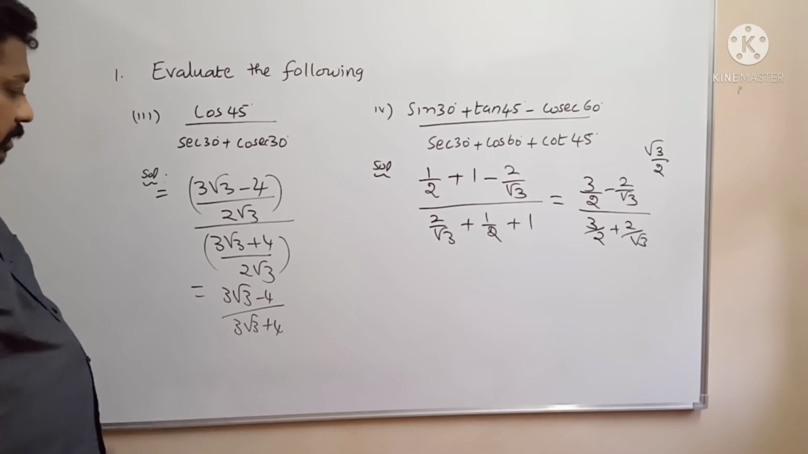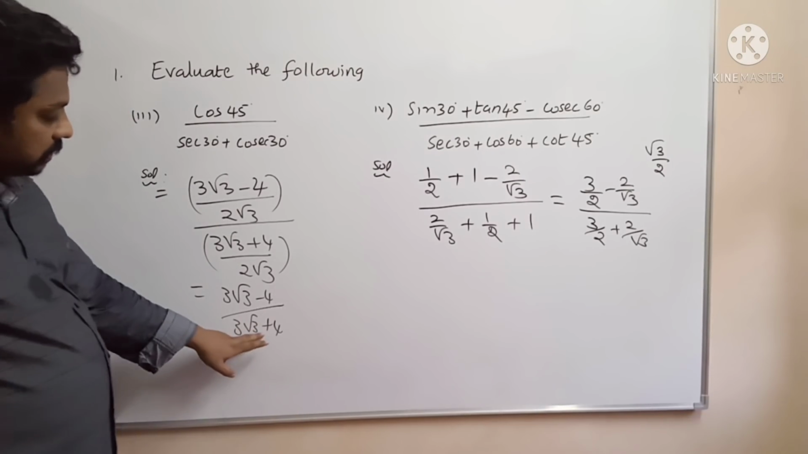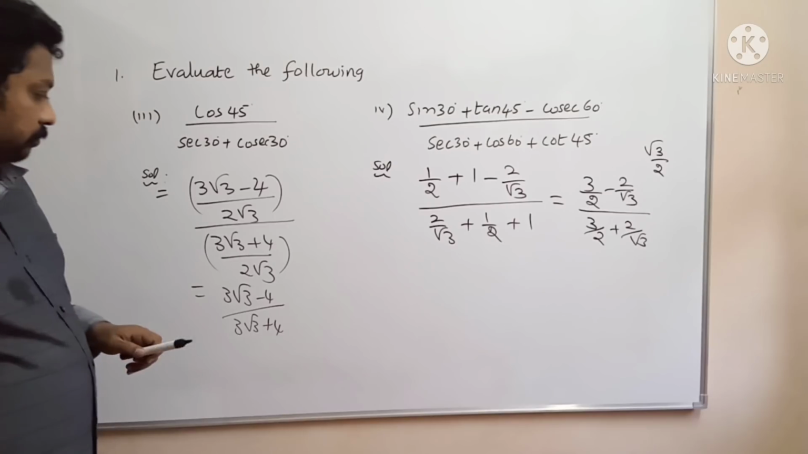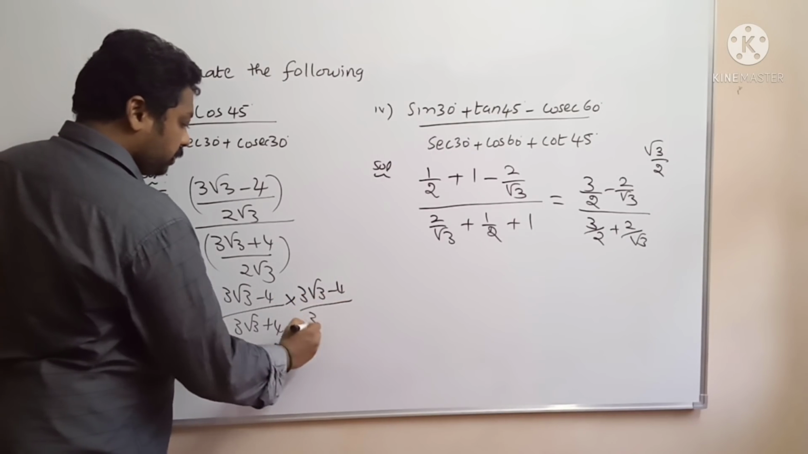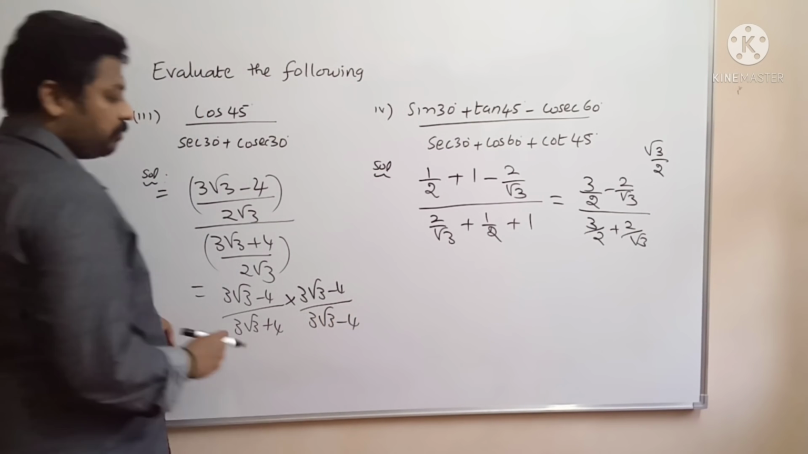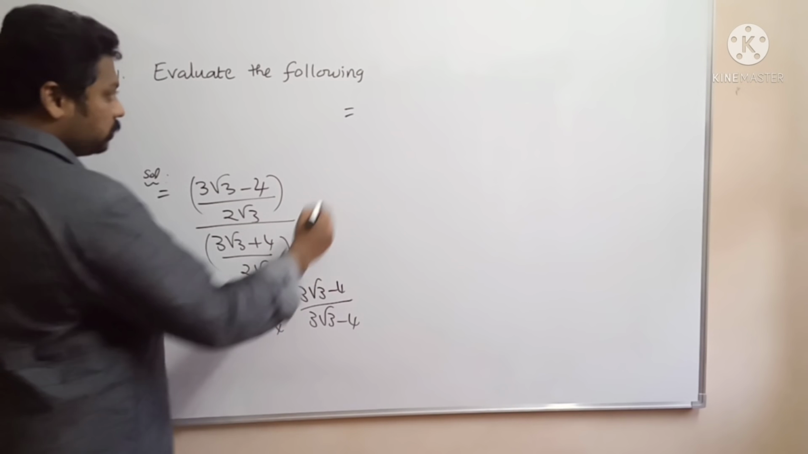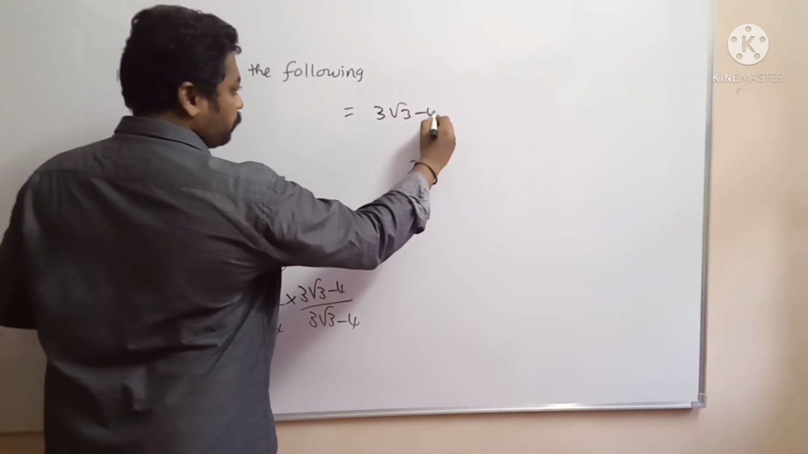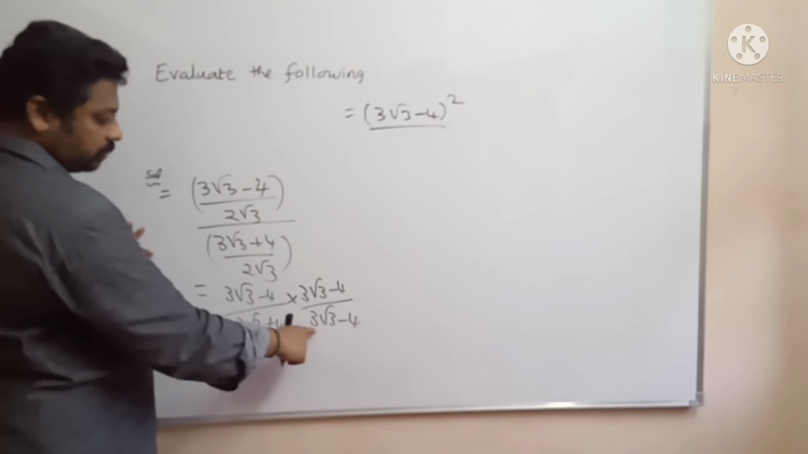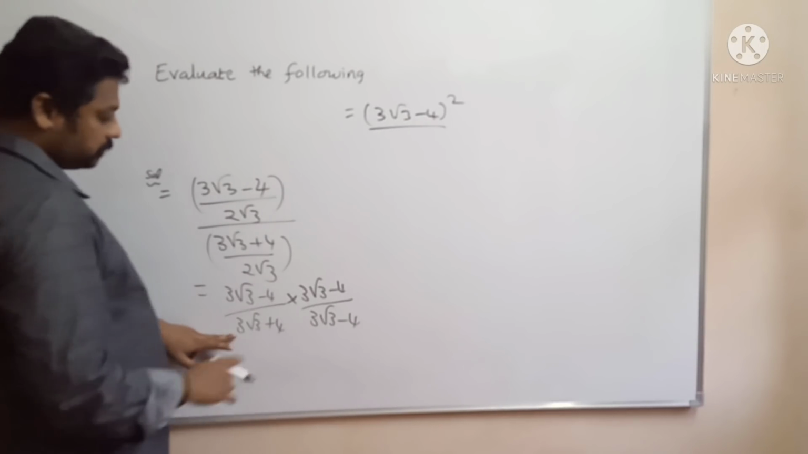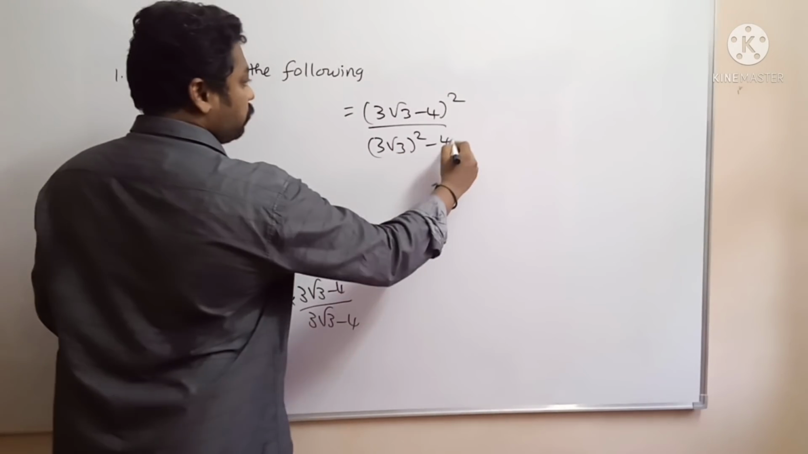Now we rationalize the denominator, so I multiply by the conjugate. What is the conjugate? Change the sign of the denominator. So multiply by 3 root 3 minus 4 and divide by 3 root 3 minus 4. This value becomes 3 root 3 minus 4 whole square, divided by 3 root 3 plus 4 into 3 root 3 minus 4. So a square minus b square: 3 root 3 whole square minus 4 square.